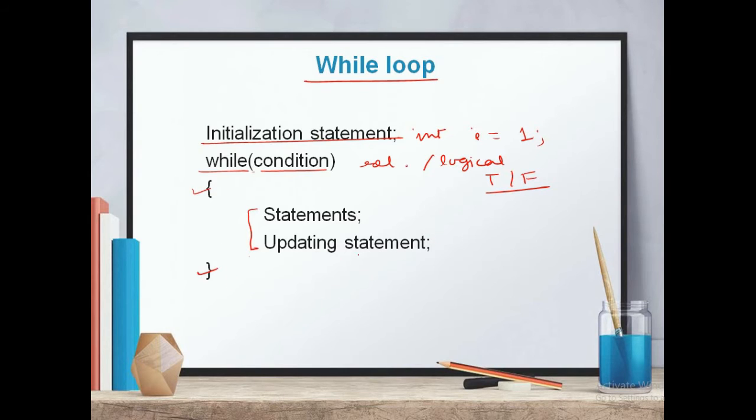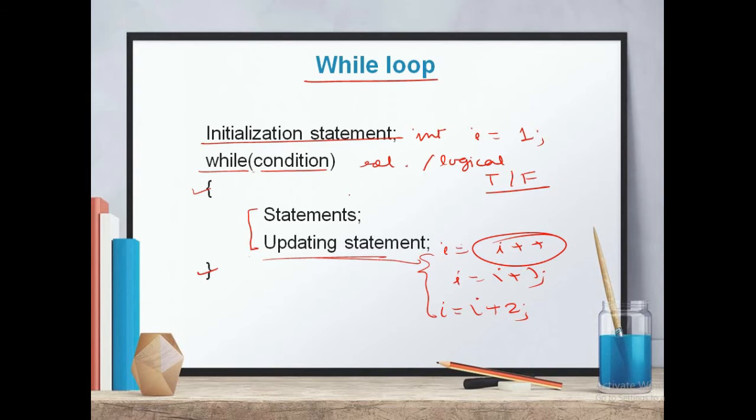Then there is the updating statement. You have to update this counter. Like you can write i equal to i plus 1, i equal to i plus 2, i equal to i minus 1, anything. So any kind of updation for running the loop should be put here. So this is about the syntax.